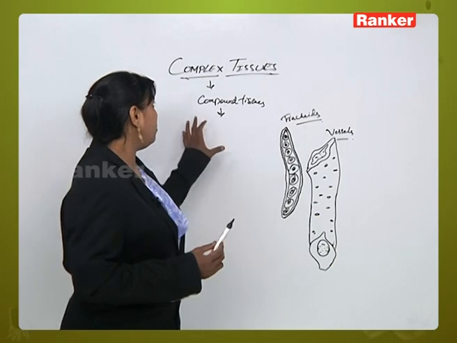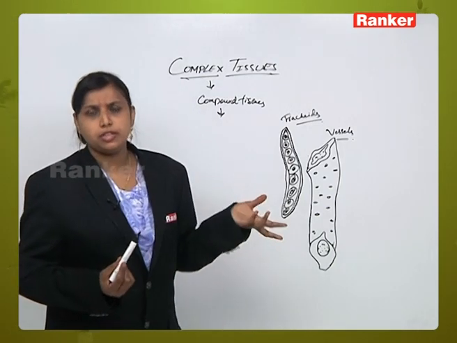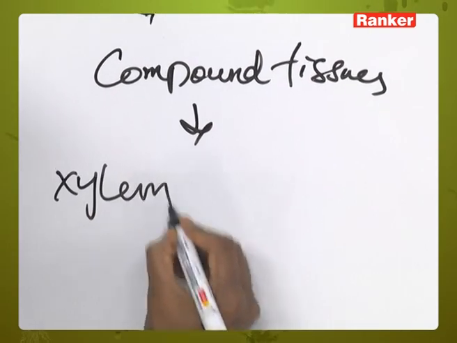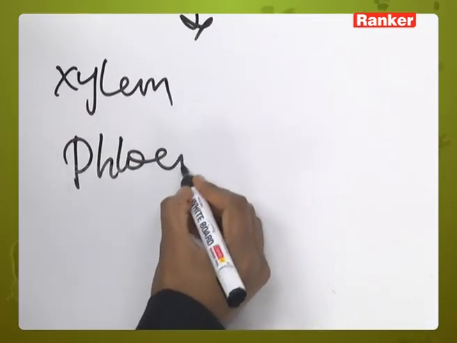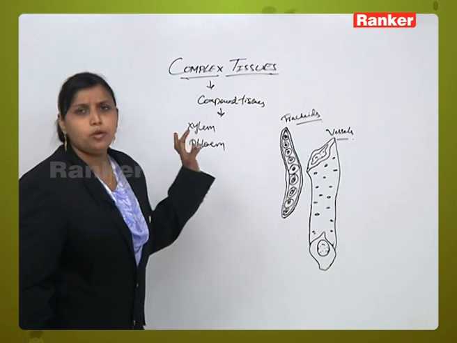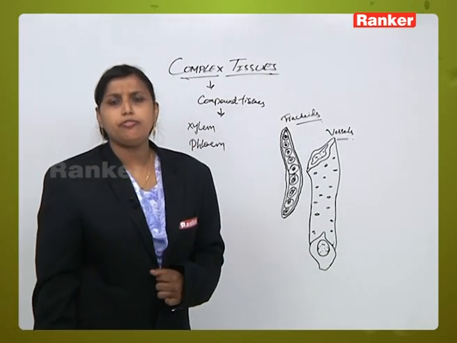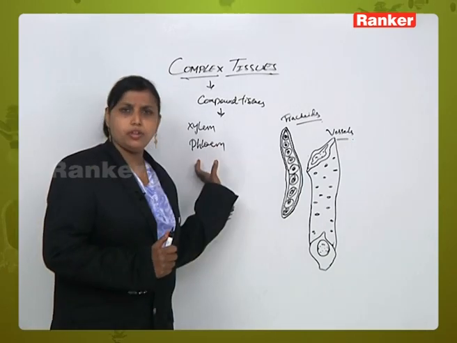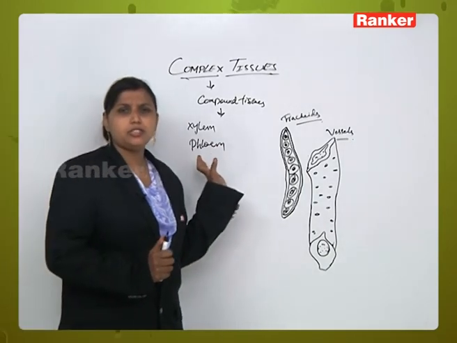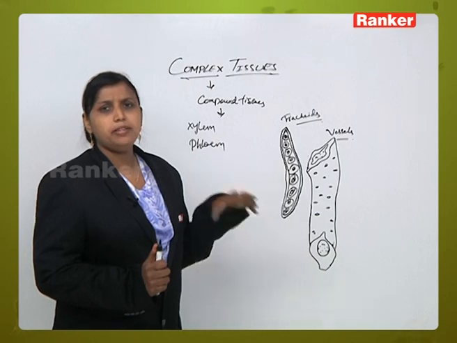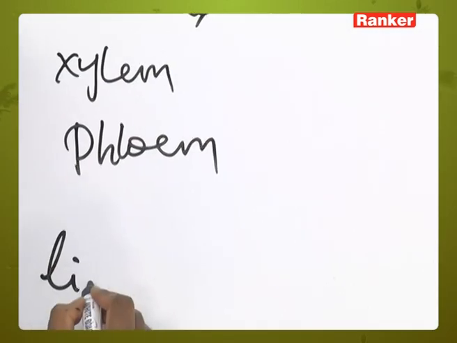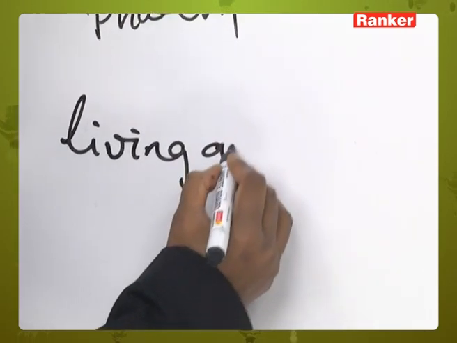Now here in complex tissue there are two different types of cells involved. Those are xylem and phloem. Both xylem and phloem are helpful in the translocation of food and water in the plant body, and the elements of both these tissues consist of both living and dead elements.